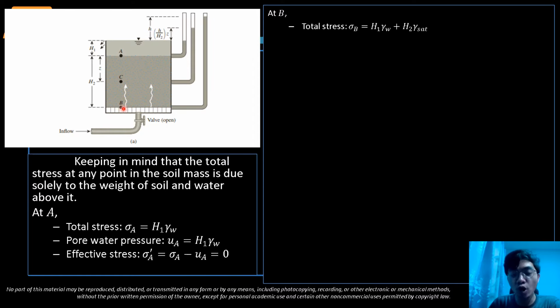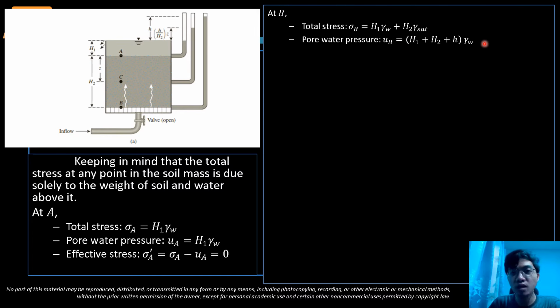Now, para dun sa pore water pressure at point B, class, ang tingnan mo dito ay ito. So this will be the height na gagamitin mo sa computation ng pore water pressure natin. So, yung height na ito, class, this is H sub 1 plus H sub 2, tapos i-add pa natin tong H. So that will be the total height dito sa piezometer natin. So that will be the height na kailangan natin sa pag-compute ng pore water pressure dito sa point B. Alright, so that will be H sub 1 plus H sub 2 plus H times gamma water.